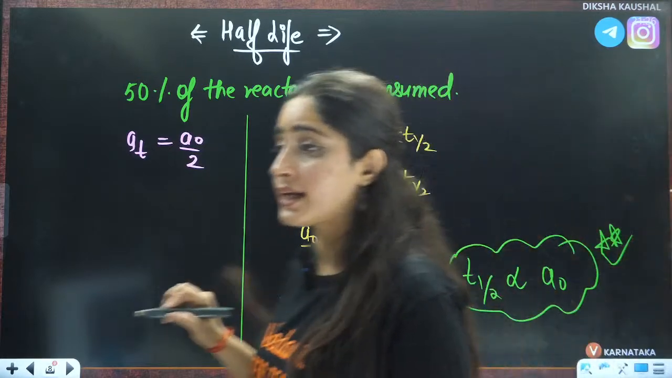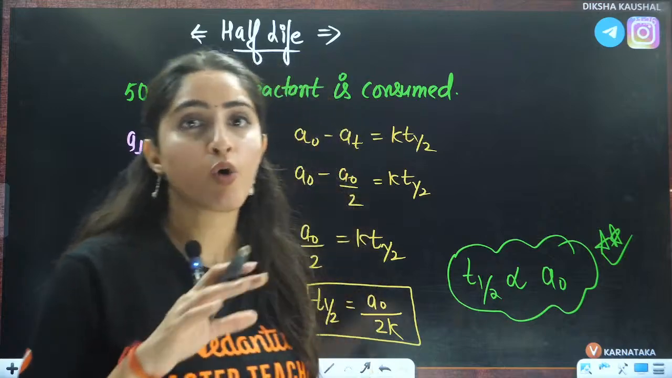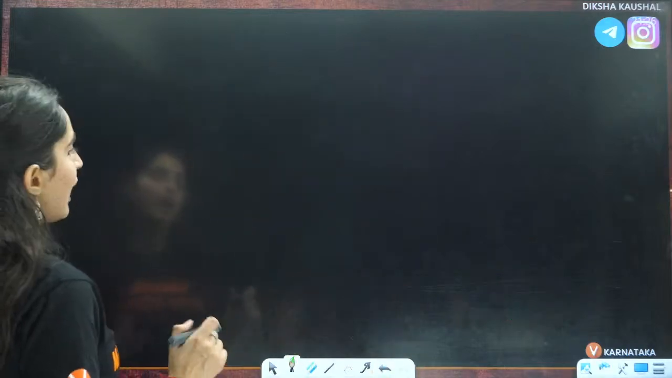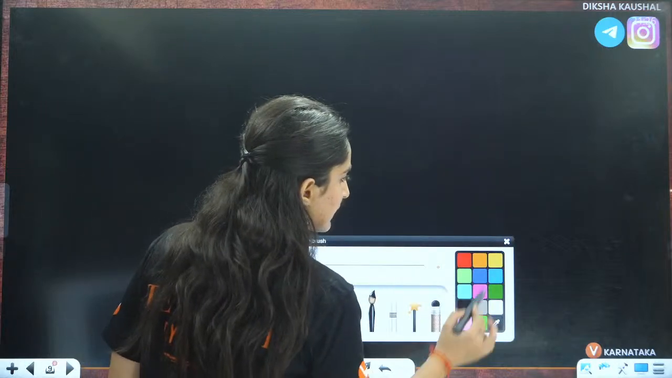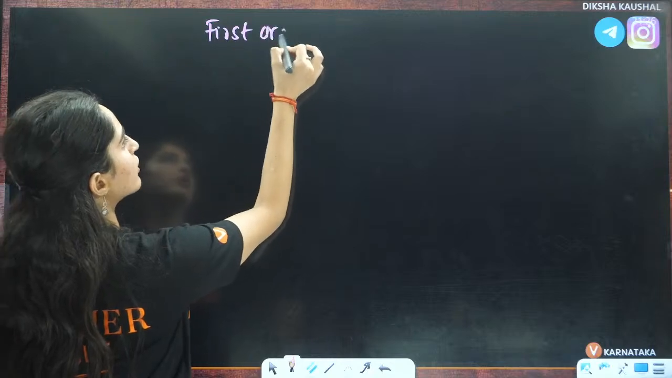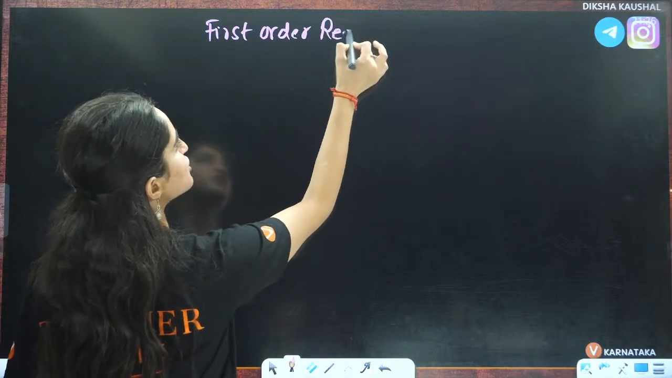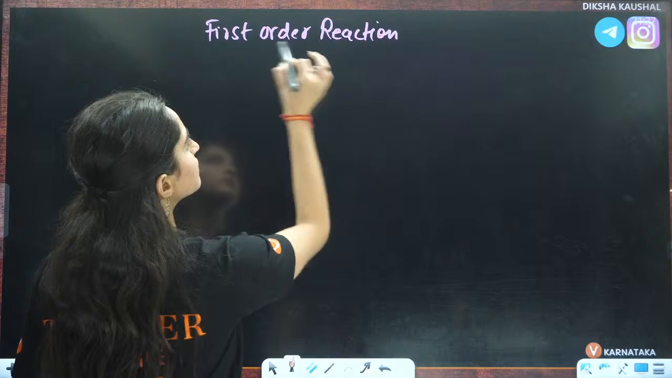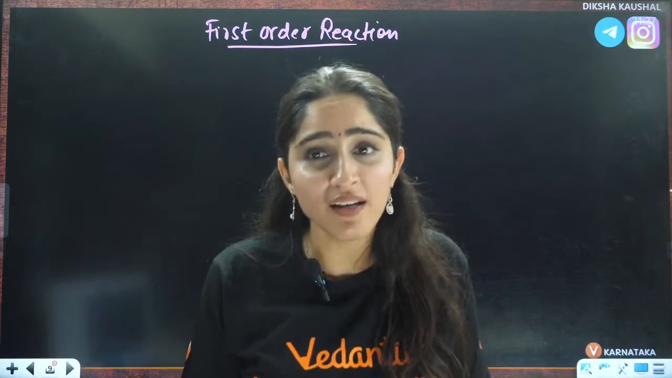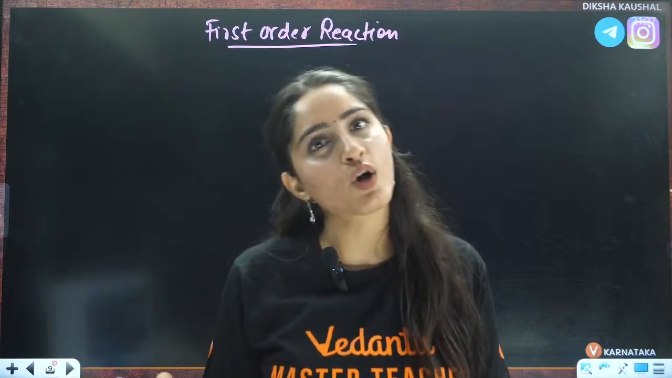Half-life period is directly proportional to initial concentration, right? Okay. Now, let us talk about the third thing, that is first order reaction. What kind of reaction is a first order reaction? Simple. When your order is 1, first means 1. So when your order is 1, that is called first order reaction.